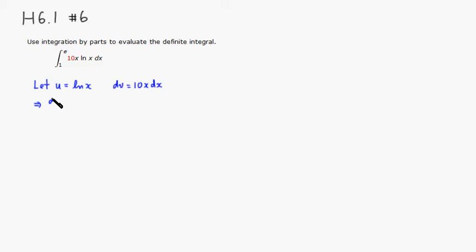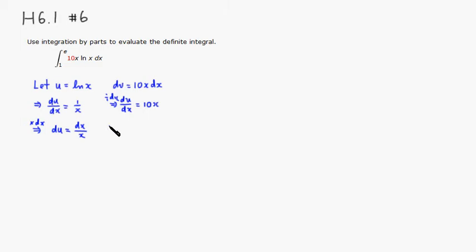Take the derivative of u with respect to x. That will give us a derivative of natural log of x is 1 over x. Then multiply both sides by dx so that we can find du. So du is dx over x. Here we're going to divide through by dx to get dv over dx, which is equal to 10x.